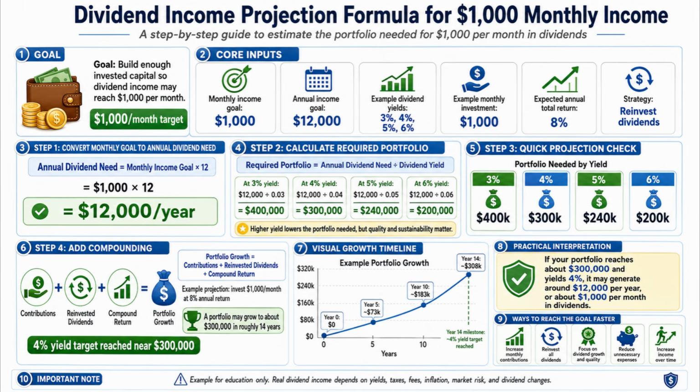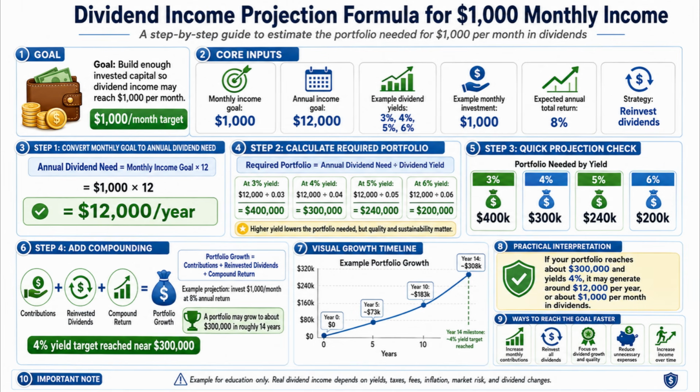So, this gives us a quick projection check. At 3% yield, you may need about $400,000. At 4% yield, you may need about $300,000. At 5% yield, you may need about $240,000. And at 6% yield, you may need about $200,000. However, while a higher yield lowers the amount of capital needed, quality and sustainability of the dividend are also very important. Now, let's bring in compounding.